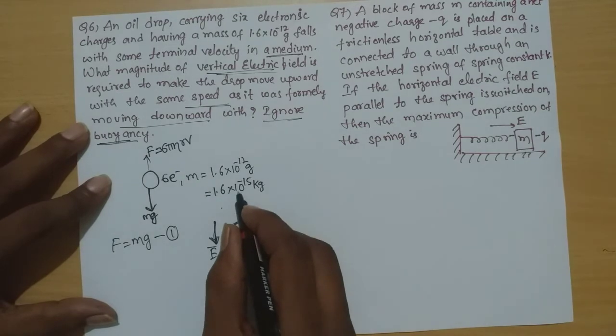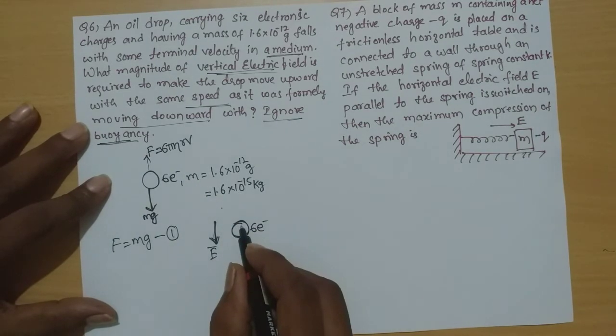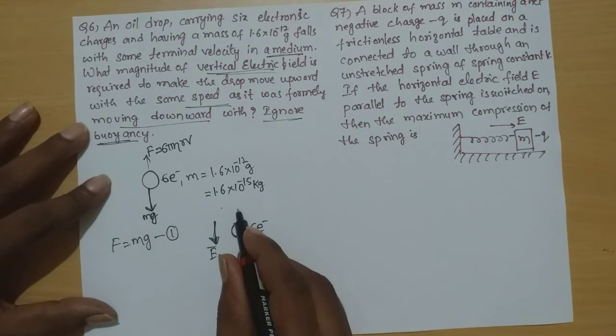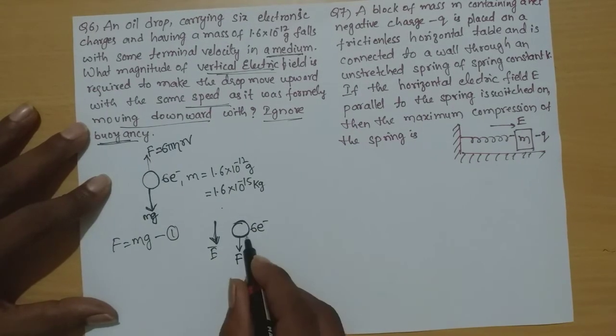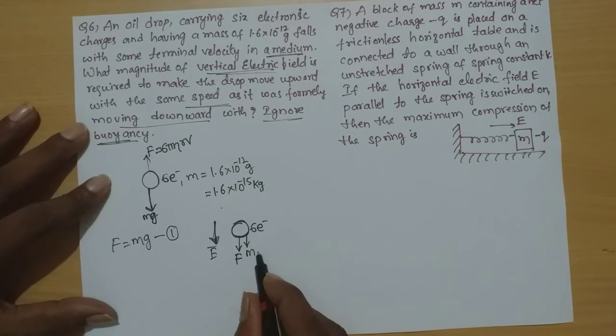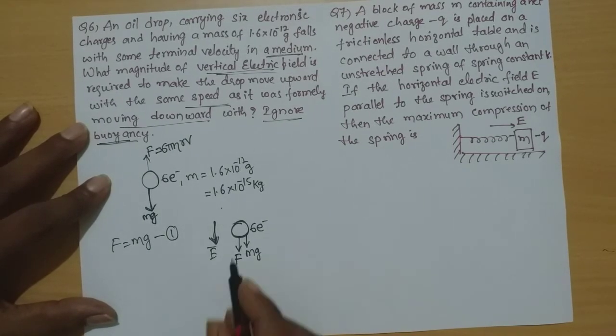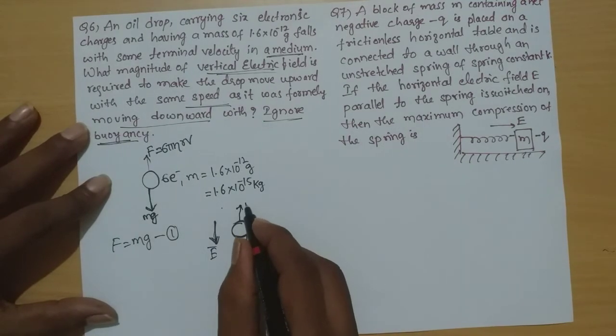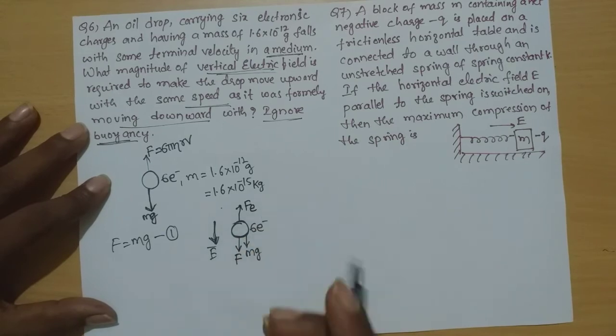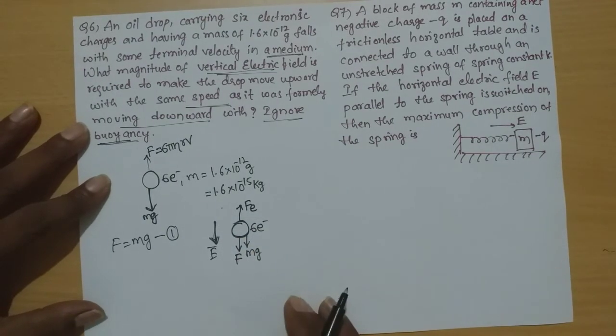If it is moving in the upward direction, the drag will act opposite to this motion of the drop. So drag is acting in the downward direction, and weight is also acting in the downward direction. Which force is acting in the upward direction? The electrostatic force is acting in the upward direction.